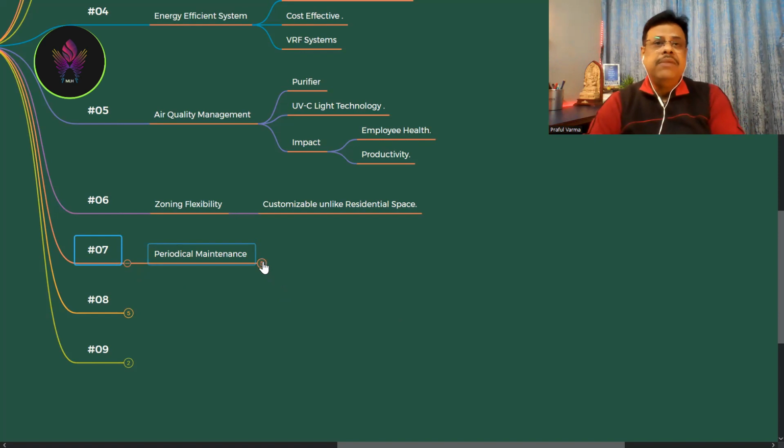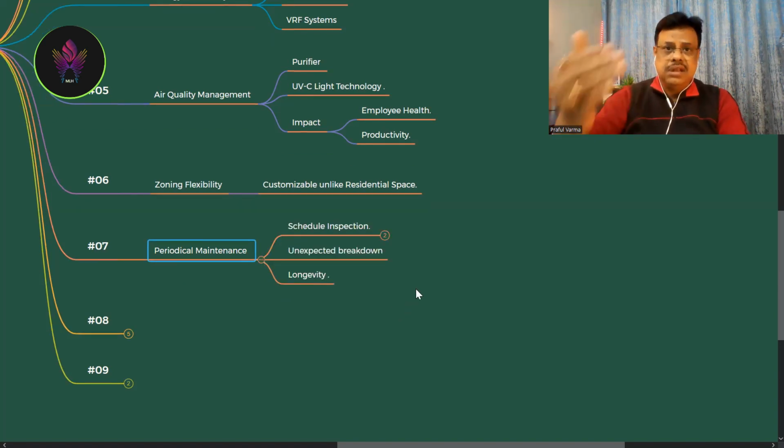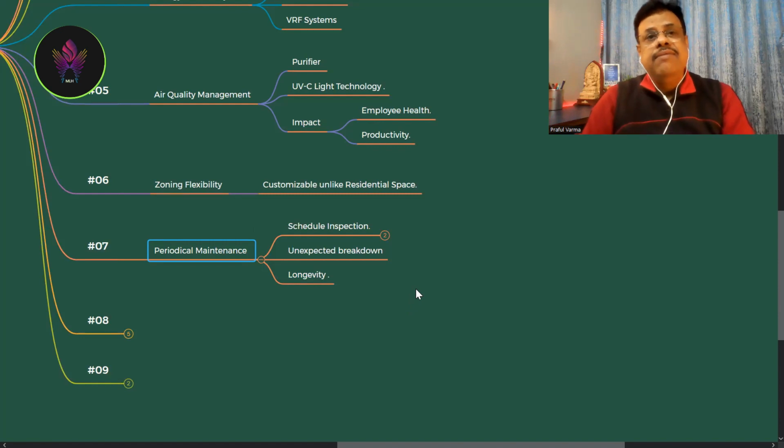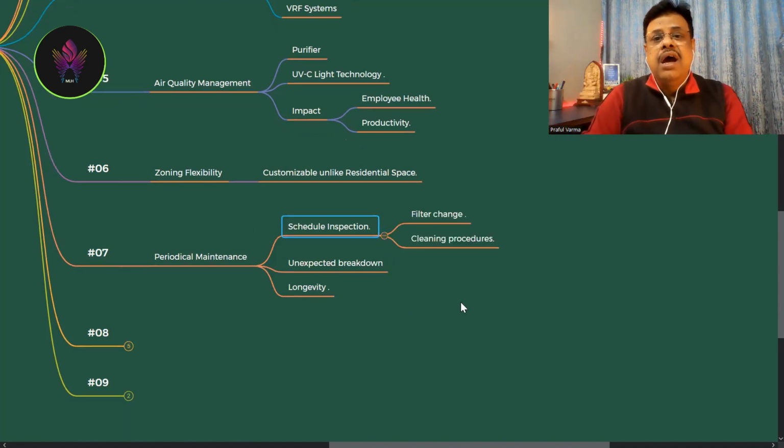Now, the next point is periodical maintenance. Periodical maintenance is one of the very vital topics. When you buy any equipment, not only VRF, but also residential air conditioners, you should have scheduled inspections. When I say scheduled inspection, you will be regularly changing filters and carrying out cleaning procedures. So you should have a proper plan for maintenance.